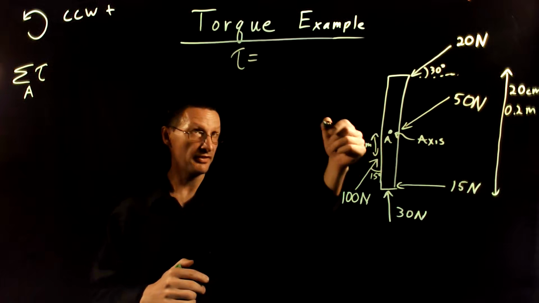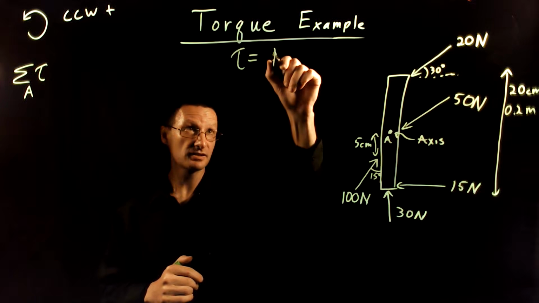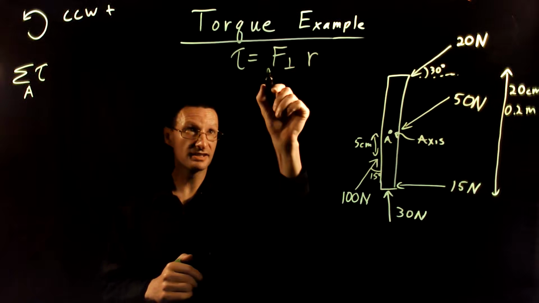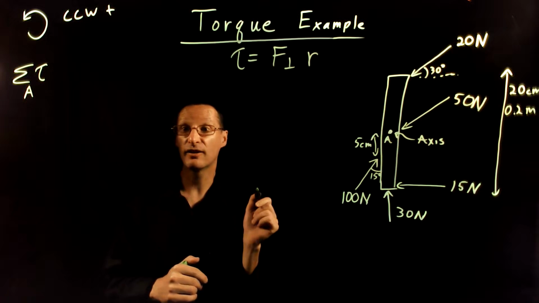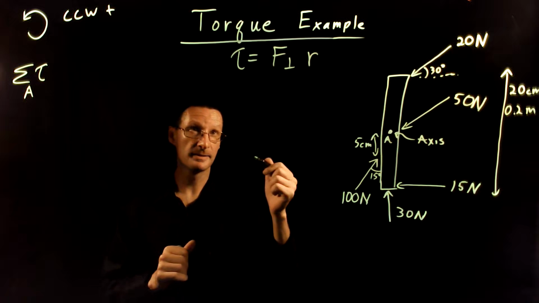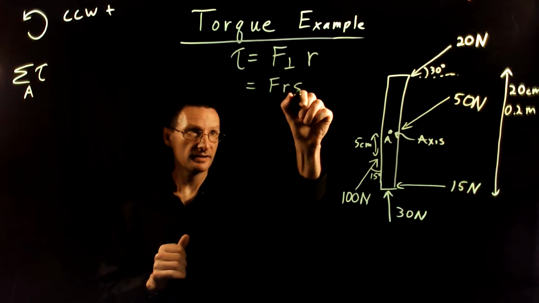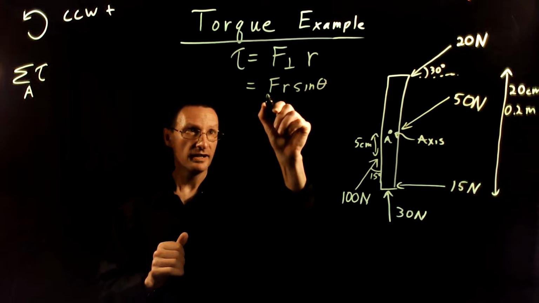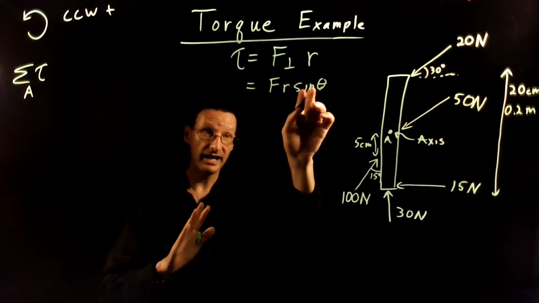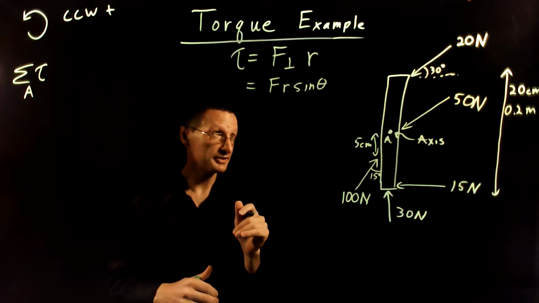So while I'm talking about that, let's go ahead and talk about the torque equation here. Mostly we're going to use F perpendicular times R. This is the part of the force that's perpendicular to the R vector, and remember the R vector goes from the axis of rotation to where the force acts. We can also use F R sine theta, where F and R are the magnitudes of those vectors, and theta is the angle between the R vector and the F vector. So we'll use either one of these two in this case.